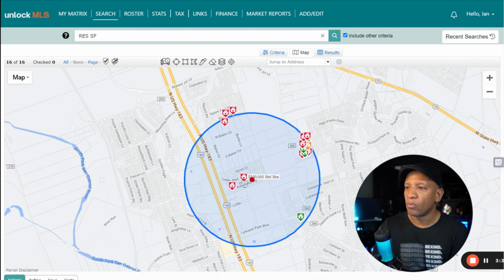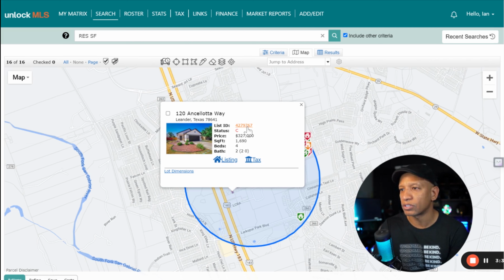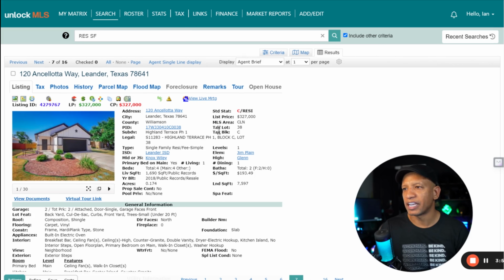So in this neighborhood, when I look at one of the houses, so this is the 3-bed, 3-bath, 4-bed, 2-bath. So I'm going to click on this. This 4-bed, 2-bath house, 1,600 square feet, it closed at 327. I'm going to show you the closing and the active and all that sort of stuff in a minute.